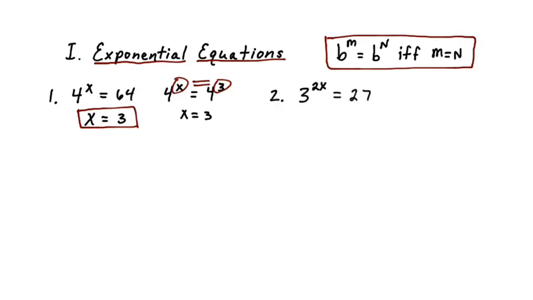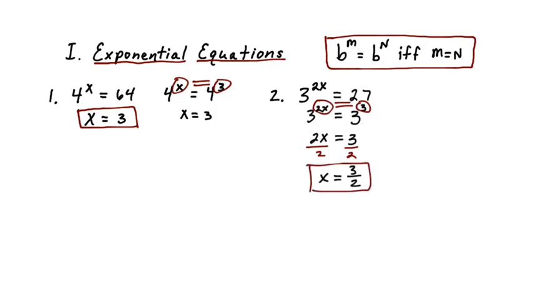All right, so for number 2, we have 3 to the 2x power is equal to 27. Notice we could write 27 as 3 to a power. And so once again, we can use the property. We have equal bases, so the exponents must be equal here. So we'll set 2x equal to 3. And when we solve, we'll divide by 2, and we get 3 halves.